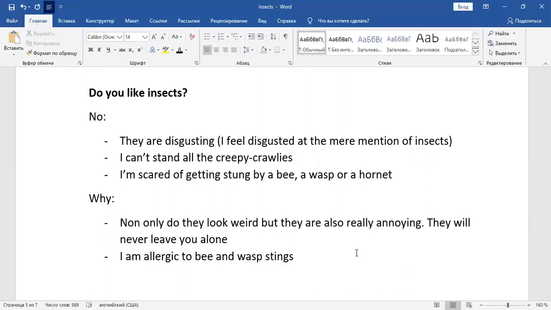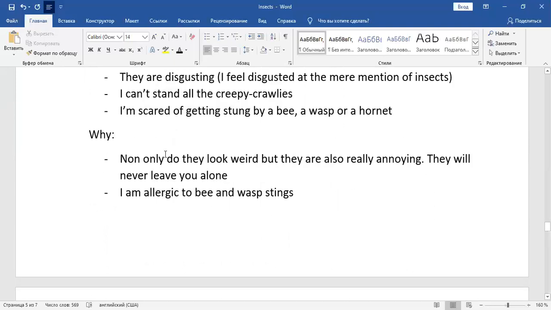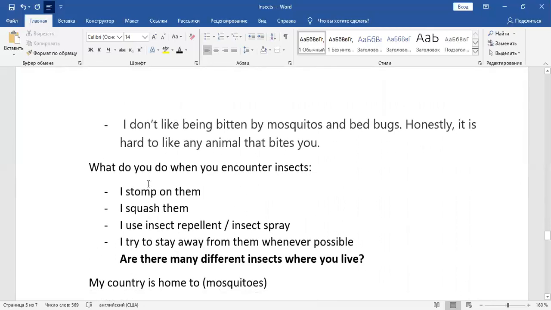Or why? You can use inversion here. Not only do they look weird, but they are also really annoying. They will never leave you alone. And you can give some examples of such bugs. Then I'm allergic to bee and wasp stings. That's what you can also say here. I don't like being bitten by mosquitoes and bed bugs. Honestly, it is hard to like any animal that bites you, right?